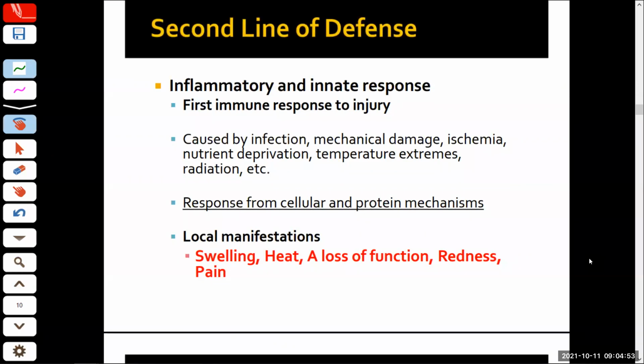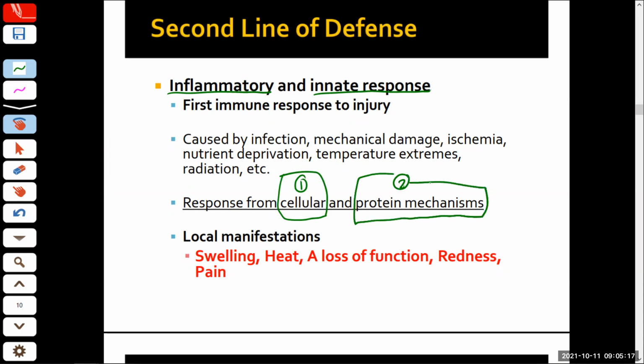So still talking about the second line of defense. We haven't moved anywhere yet. Known as the inflammatory or the innate response. What's the third name? Non-specific. Okay. When it comes to the inflammatory, the innate response, or the non-specific response, it's comprised of two parts: a cellular component and a protein component. What we just talked about with Ben, Man, Dan, that was a cellular part. We will talk about the protein mechanisms a little bit here later, okay?